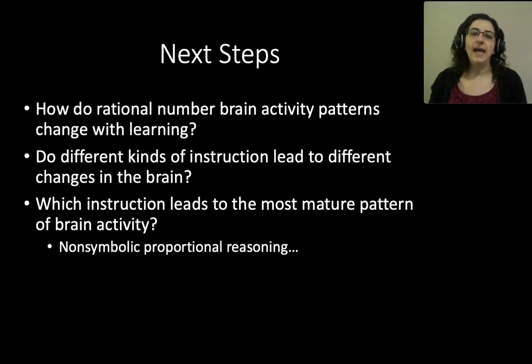And in particular, we could be interested in understanding which kind of instruction produces the most mature pattern of brain activity. And one way that we've thought about this is sort of drawing on the fact that we seem to be processing non-symbolic proportional tasks like pie charts and line lengths in the same parts of the brain that we're processing the symbolic, that maybe if we could increase the representation of symbolic fractions as non-symbolic, we might lead to improvements in learning.